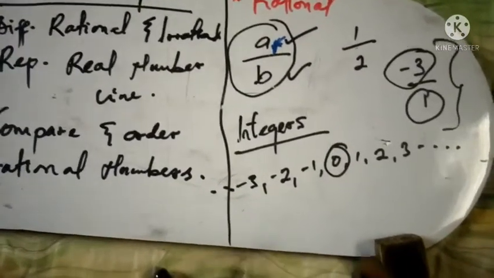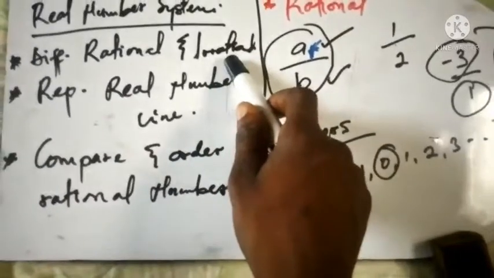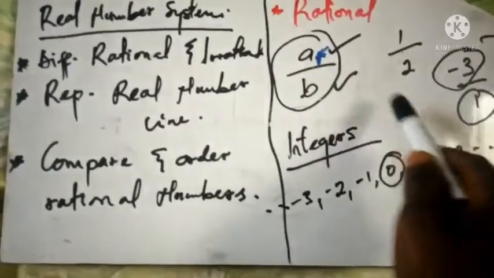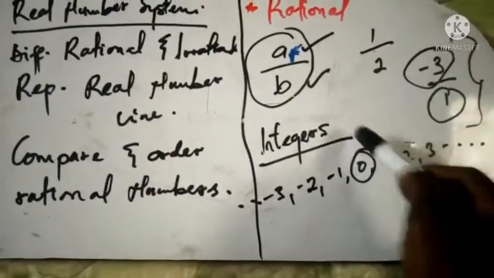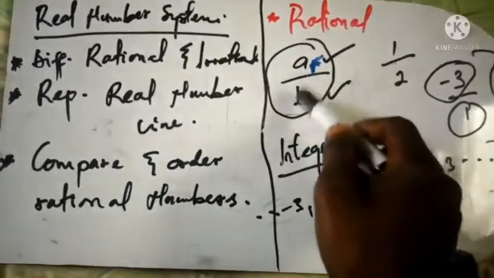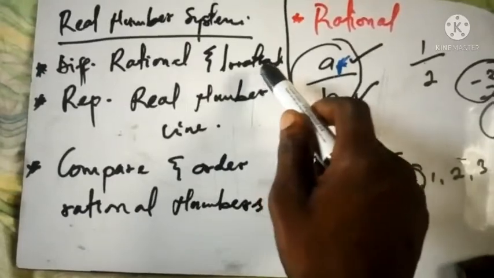So anything that cannot be expressed like this is the vice versa. It's what we call an irrational number, right? Anything that cannot be expressed like this is what we call an irrational number. So the vice versa of a rational number is an irrational number over here.